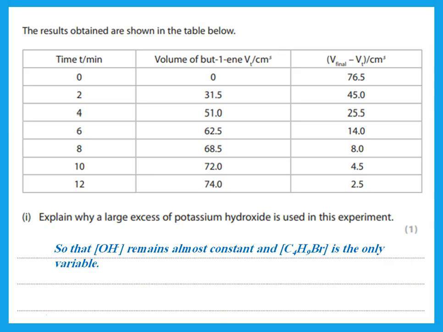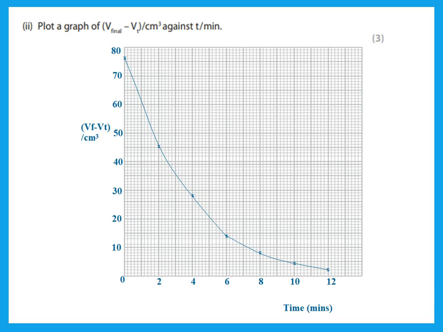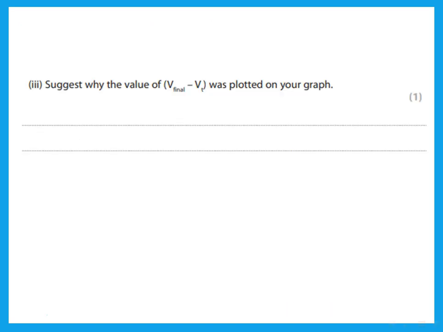So that the concentration of the hydroxide ion remains constant, and only the concentration of the bromoalkane is changing, or it is the only variable. Plot a graph of this from the table. The graph looks like this. So remember that V final minus VT is like measuring the rate against time. So this is changing volume against time.